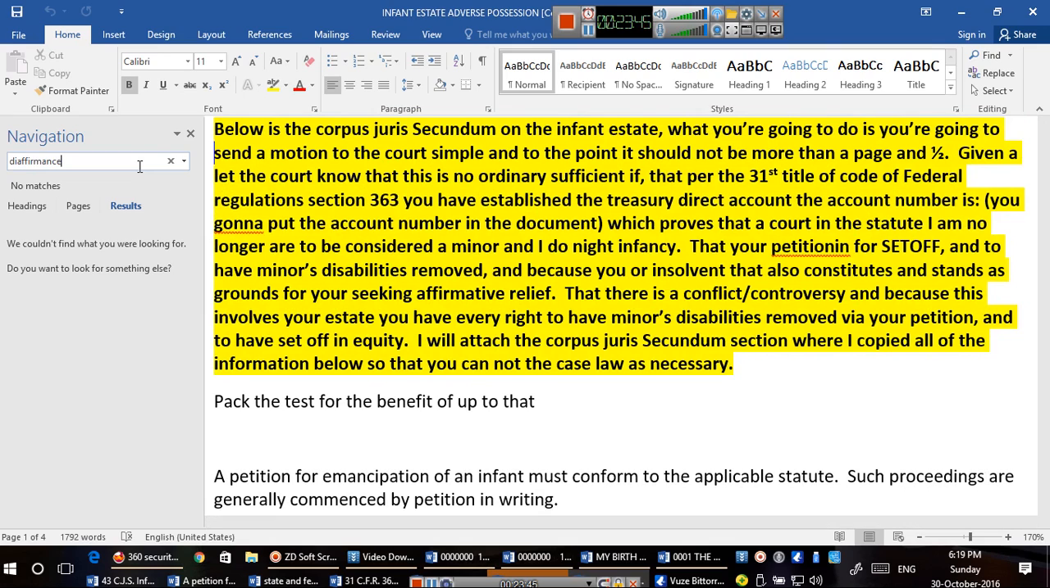Disaffirmance. It says no result, so it's not in this one. So let's go majority. Age of majority. It said no matches. So this is not the document. Age of majority, infant. Let's do infant.